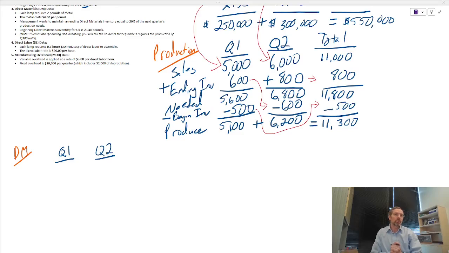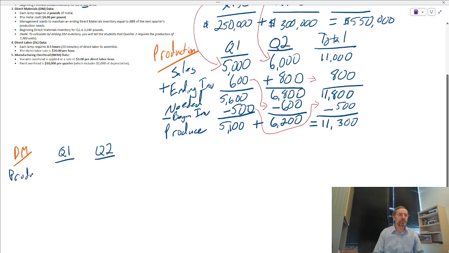All right, now we are going to take our production budget and figure out how much we need in direct materials. In this case, we say each lamp that we're going to produce requires 2 pounds of metal. And metal costs $4 per pound. Management wants to maintain an ending direct materials inventory equal to 20% of the next quarter's production needs. And this is going to start with how much do we need to produce that quarter.